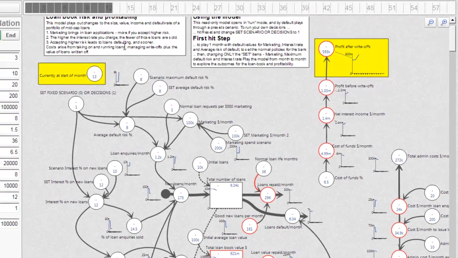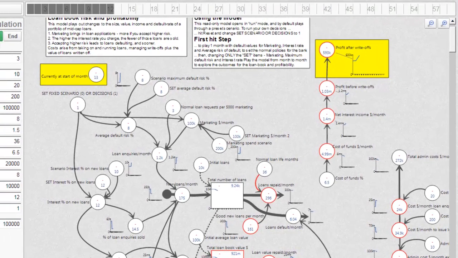Play on some more to the start of month 19, and you'll see that at this point the profits at the bank fall back because we're now starting to see loans going bad, long before the 36 months that they were supposed to last, and this costs us a lot in administration and write-offs.